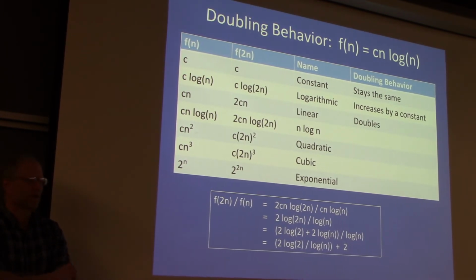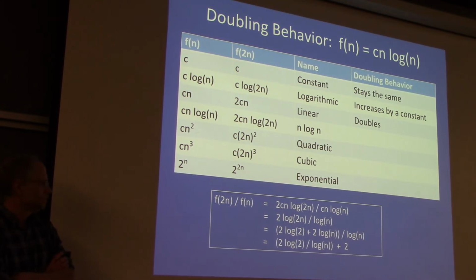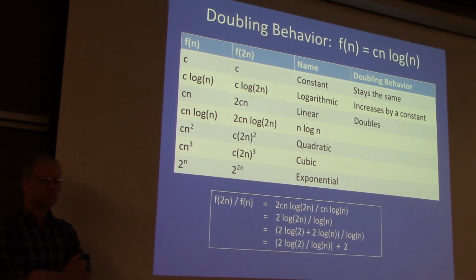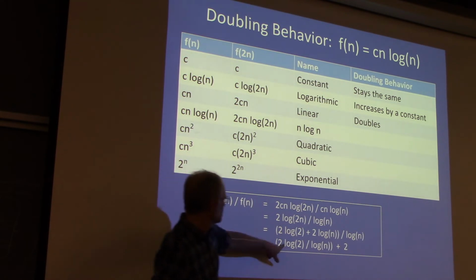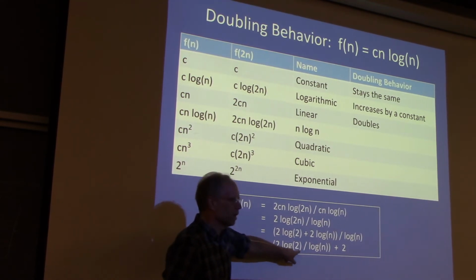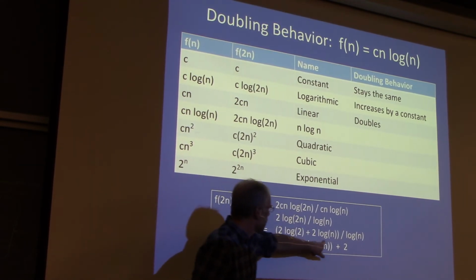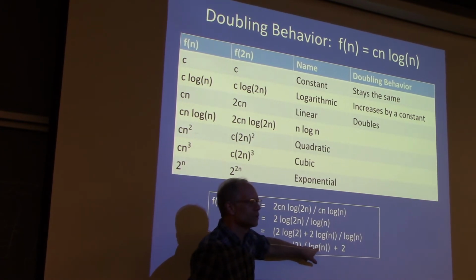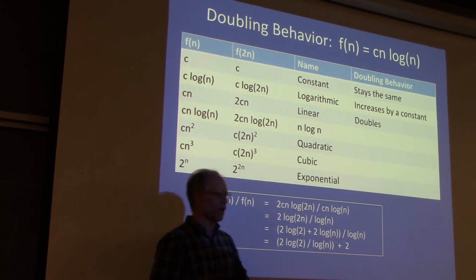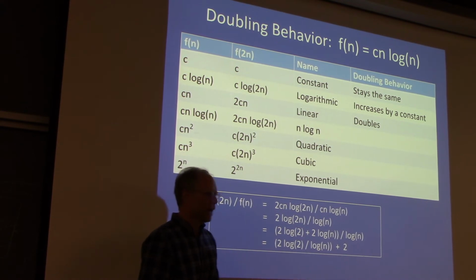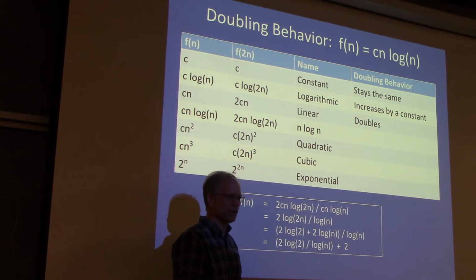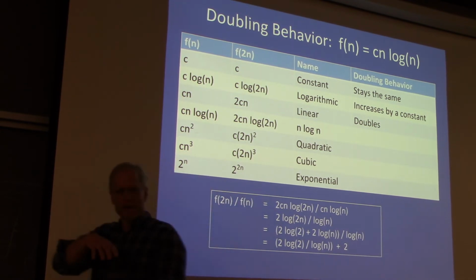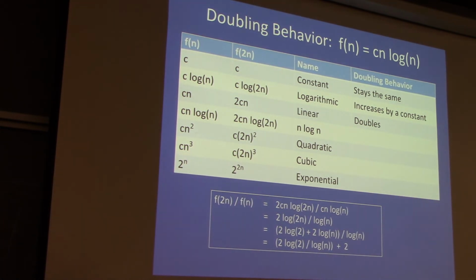How would you characterize that mess right there? Well, 2 log 2 is a constant. But over the long run, it's going to get smaller. So it's actually better than a constant. It just gets smaller with time. So the way I characterize it, it's 2 plus a little bit more. It's a little bit more than doubling each time. But as n gets bigger and bigger, it gets closer and closer to just doubling every time.